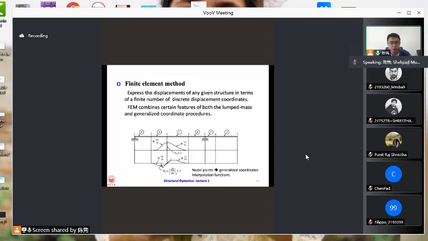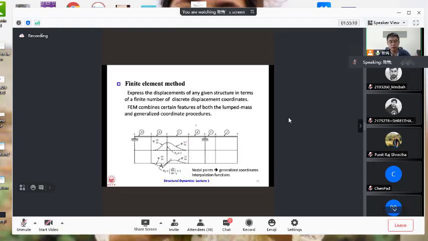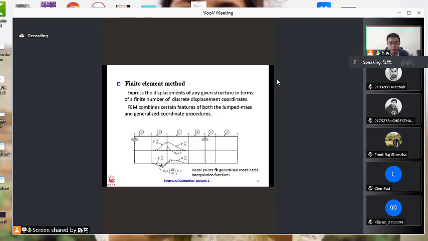So that's why we give you the third one, the finite element method, which is the most popular method these days to model a structure, to realize a structure. But unfortunately, this itself is a big topic, so we just give you a very basic concept here, because we don't use this very often in this course.